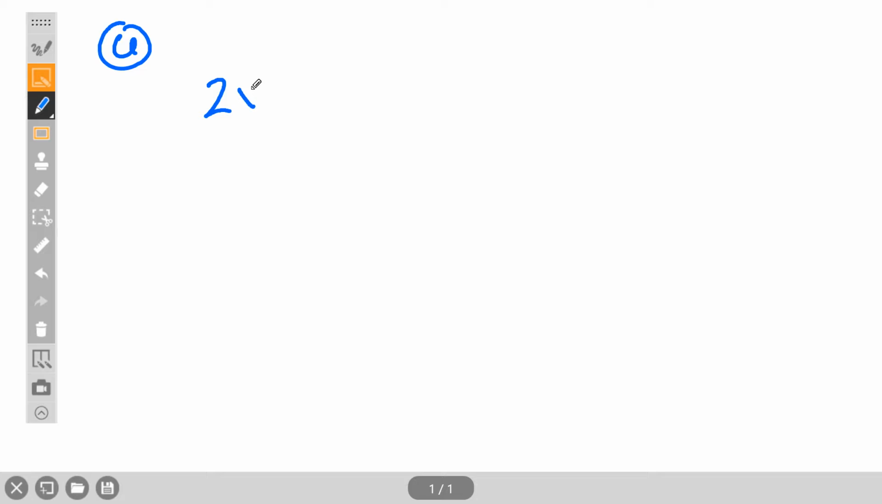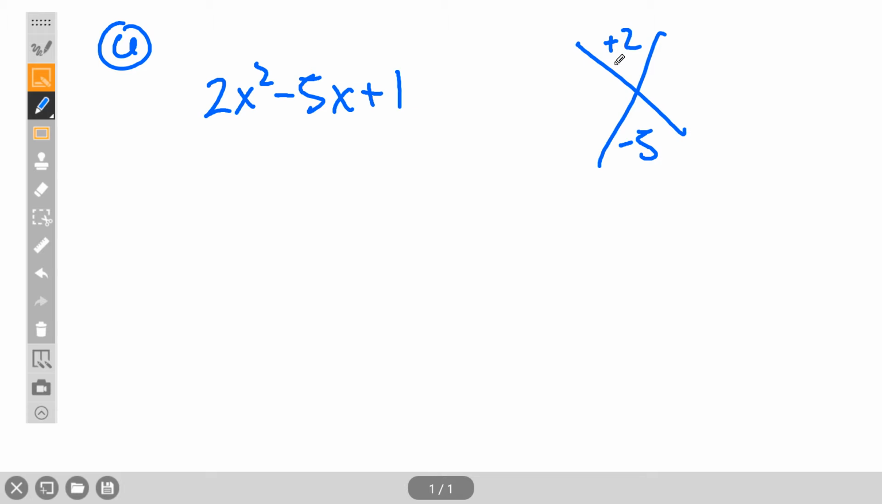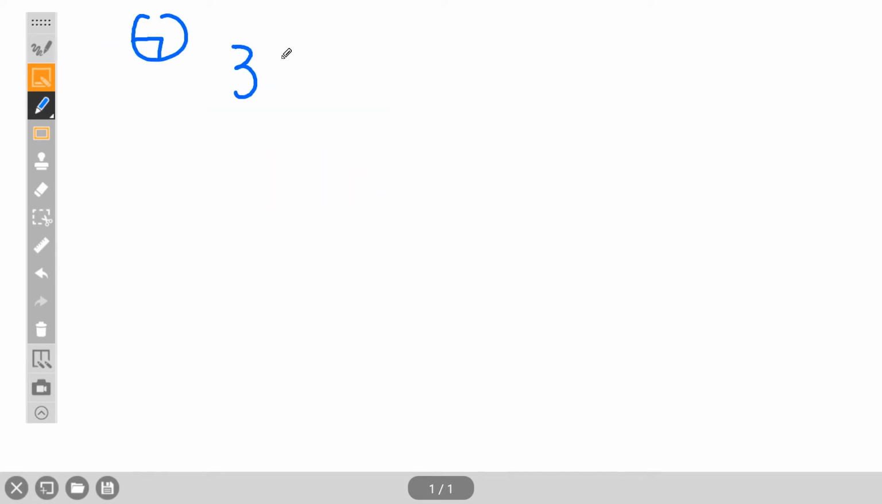Number 6, we have 2x squared minus 5x plus 1. So a times c would be positive 2, b would be negative 5. Product of 2 and sum of negative 5. Wait a minute. It looks like this one is prime as well. Yeah, we can't find anything that multiplies to 2 and adds to negative 5. So this one would be prime as well. Okay, it doesn't factor.